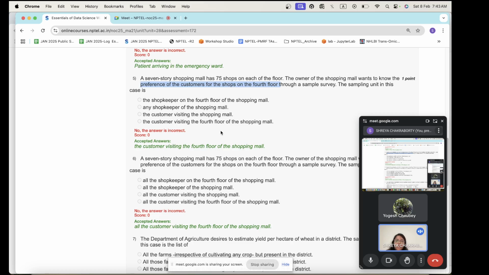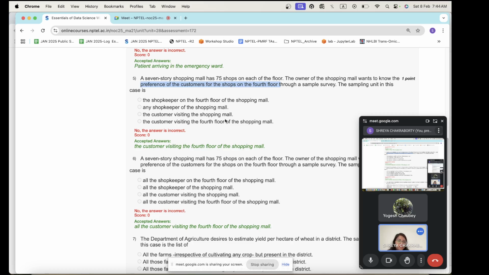Similarly, let's say this would have been the ground floor. Usually people, if they don't have very targeted locations to go to, go around the ground floors. So in that case, any customer visiting the mall would probably have been a good answer. But if we restrict it to customers visiting the ground floor, then that would be a better sampling unit, I feel.